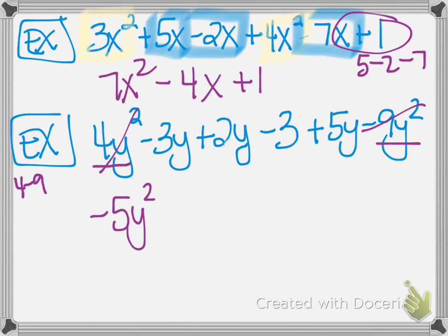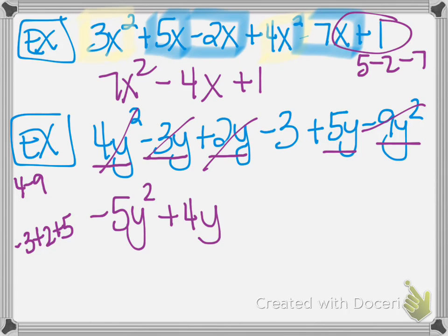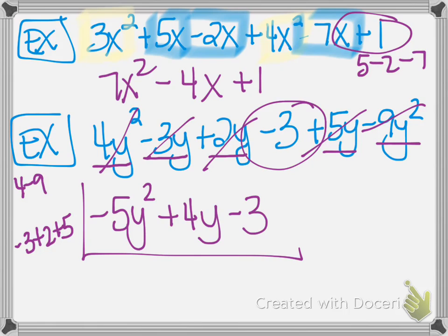I'm going to cross those out now because we took care of them. The next thing is y's. We've got a negative 3y, a positive 2y, and a positive 5. So we're going to do negative 3 plus 2 plus 5. Negative 3 plus 2 is negative 1, and negative 1 plus 5 is 4. So we get 4y's. And now those are gone. And finally, we just have that minus 3 that'll come on the end. So again, combining like terms, putting together things that are the same.